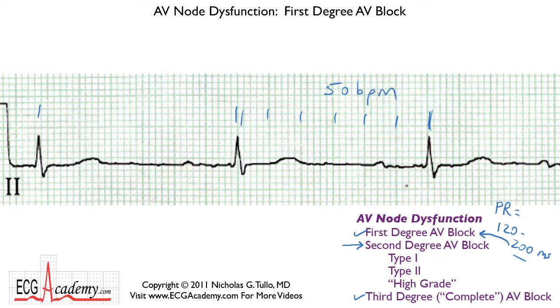And when we look for P waves, we do see that there is a P wave in front of every QRS complex. Now, what's the PR interval? Well, it depends on where the P wave starts. Look for the point where it leaves the baseline. And then the end of the PR interval is where the QRS begins.